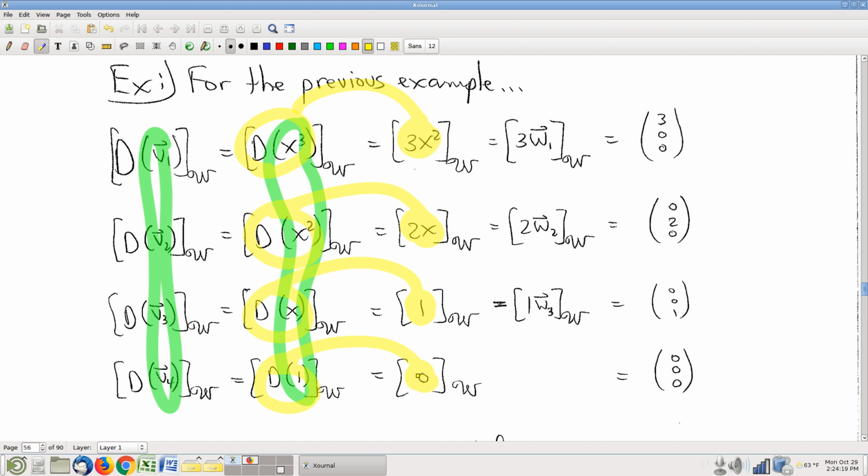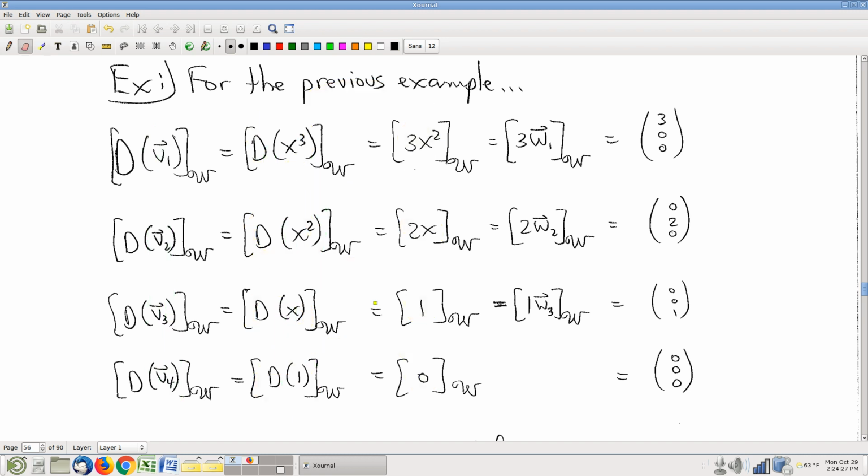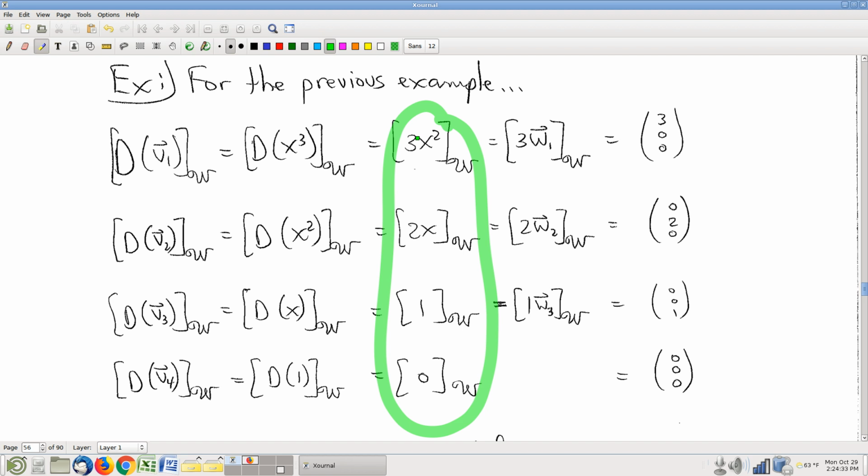Right, so 4 input basis vectors. We apply the linear transformation. We're just taking derivatives. And having taken those derivatives, we now need to write these results in coordinates with respect to W. So we have to write each of these things as linear combinations of x squared, x, and 1. How are these linear combinations of W1, W2, W3?